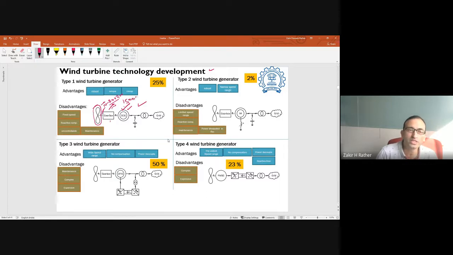So you need this gearbox of a ratio of around 1:100, so that it boosts the rotational speed to the rated speed of the machine. Therefore, the gearbox is important. Now the stator of this machine is directly connected to the grid in this first type, which is also known as the Danish concept wind turbine generator.